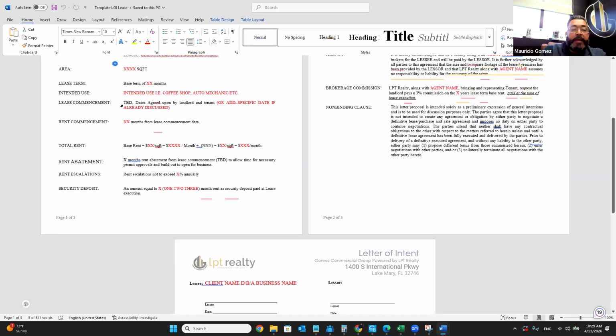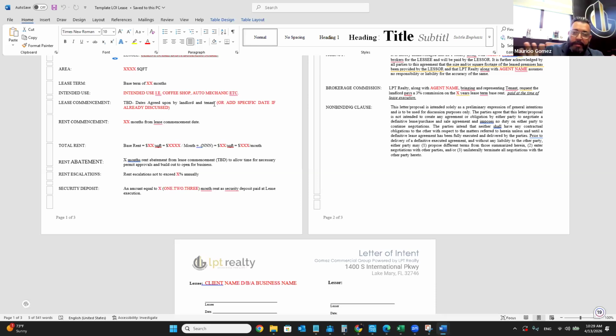Okay. Lease commencement. So there is a difference between lease commencement and rent commencement, and I'm going to explain that. I always put to be determined, dates agreed upon by landlord and tenant. You don't know if you're going to sign for April 15th. You don't know if you're going to sign for May 1st. You don't know if you're going to go back and forth on negotiations for another 3 weeks and you're not going to start the lease until mid-May.